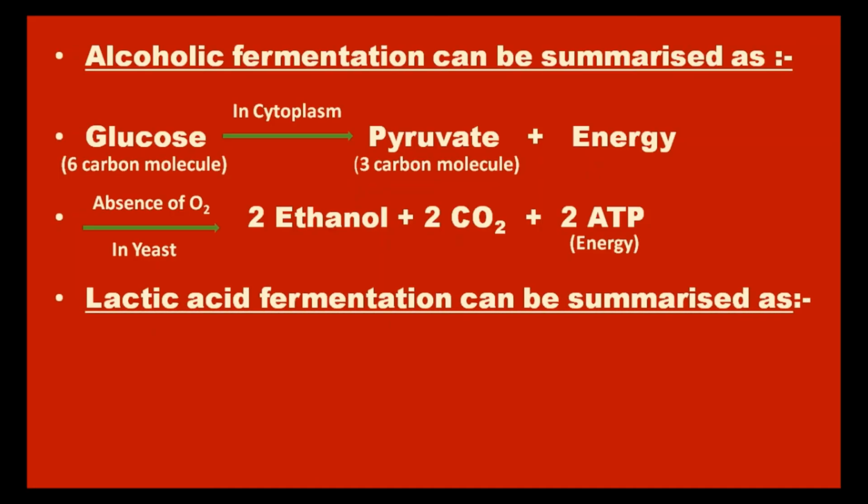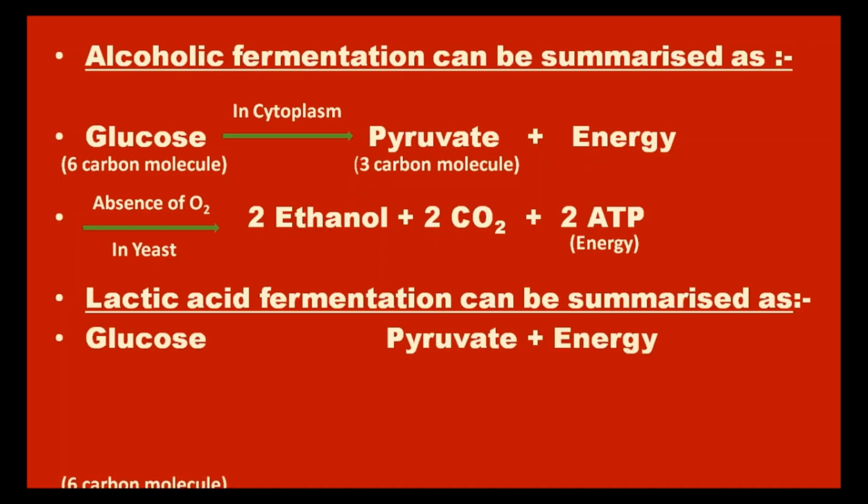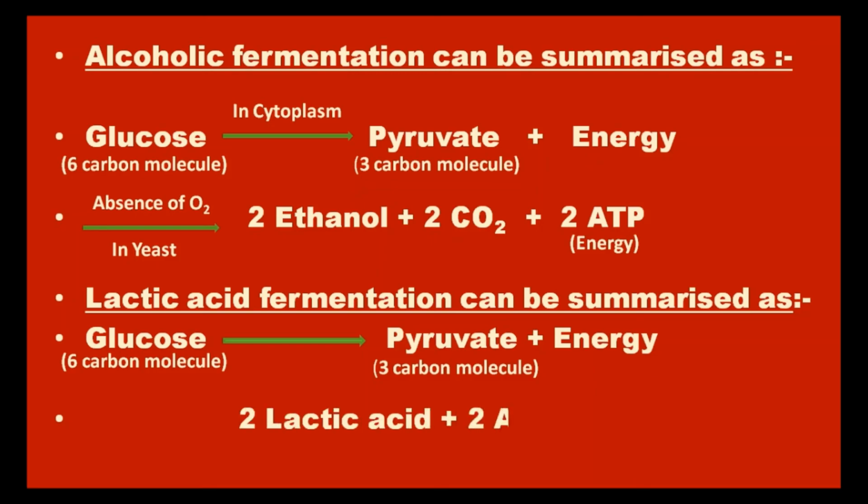Lactic acid fermentation can be summarized as: 6 carbon molecules of glucose break down into 3 carbon molecules of pyruvate plus energy is released. Glucose in lack of oxygen in muscle cells breaks down into 2 molecules of lactic acid plus 2 ATP of energy.